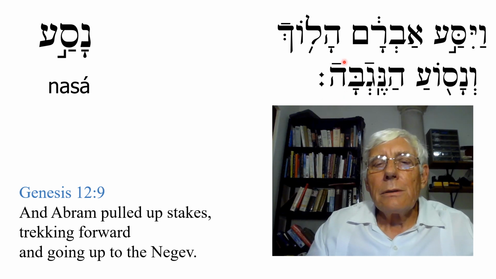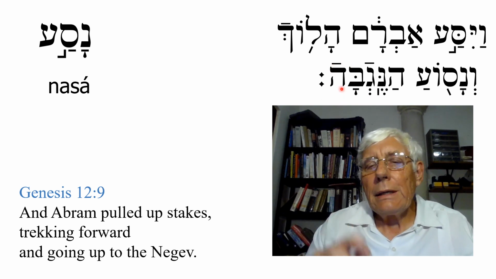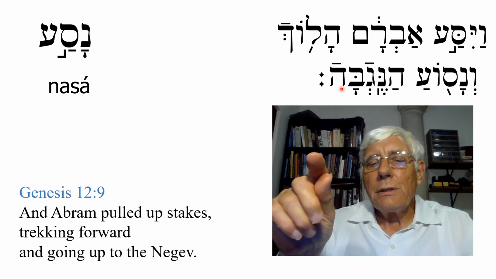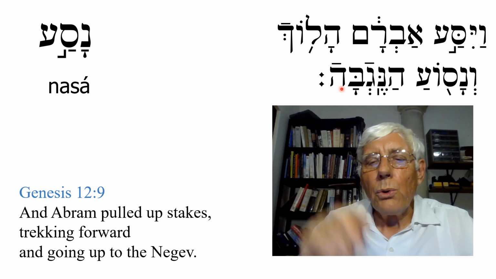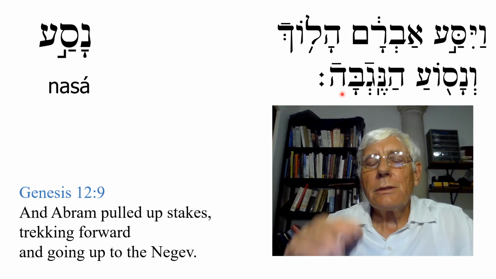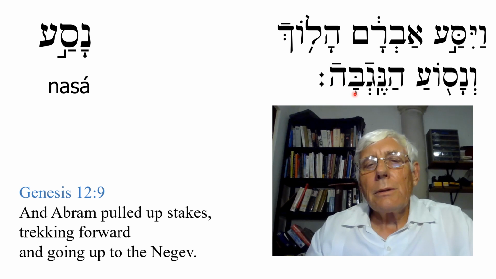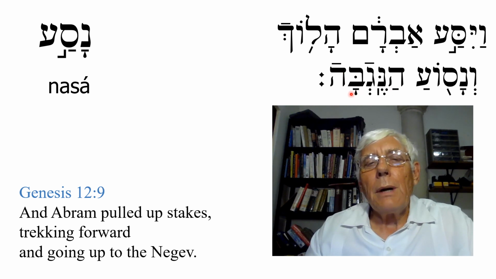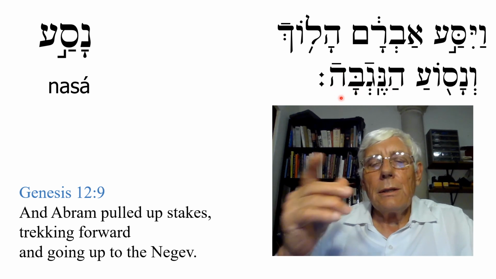The last letter right here is a directional hey. When Hebrew wanted to sort of point an arrow at something where you're going, this was the letter used for that. It's tacked onto the end, and generally it's sounded with an a, kamatz hey, and Negbah. Okay, towards the Negev.